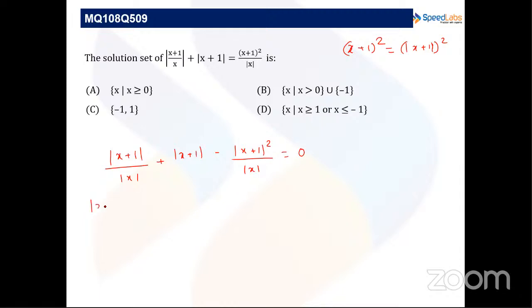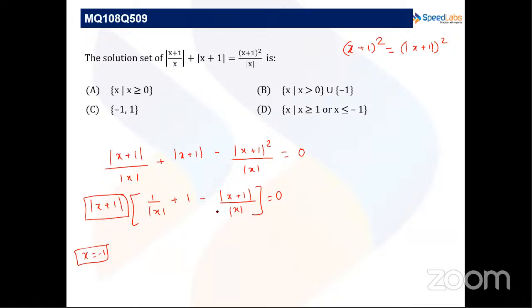From this, we can take out mod x plus 1 common. We would be left with 1 upon mod x plus 1 minus mod of x plus 1 upon mod x equals to 0. So we can see that from here, this quantity will be 0 when x is equals to minus 1.